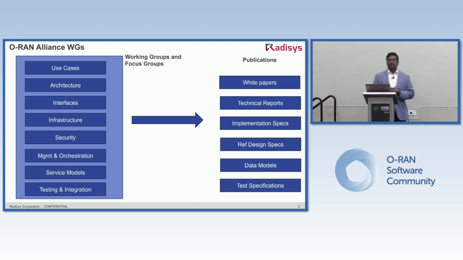And as a result, ORAN produces a volume of output, almost 3 releases in a year. And we get white papers, technical reports, which are more like study reports, and a lot of implementation-oriented specifications. We also have reference design specifications, data models, and test specifications, right?